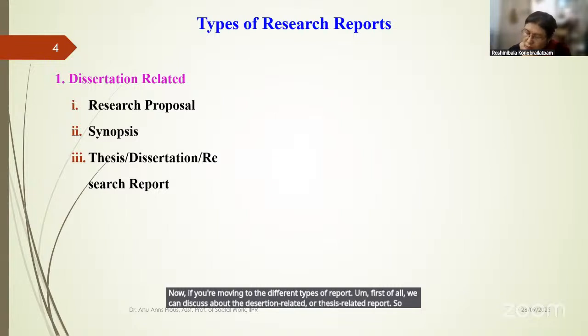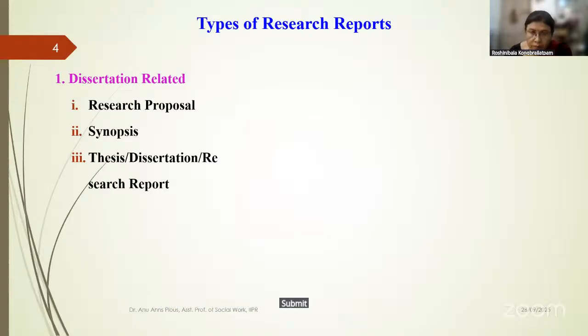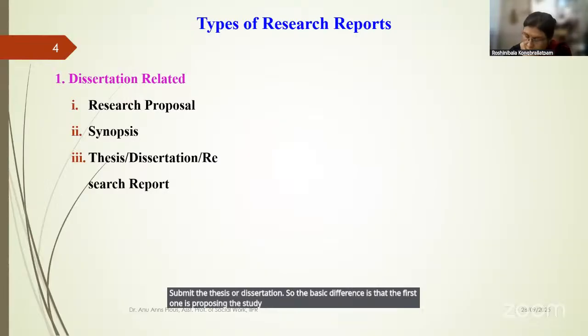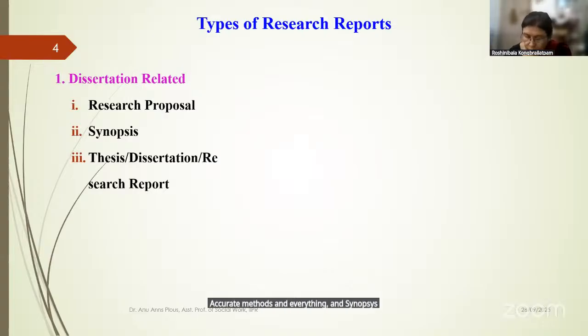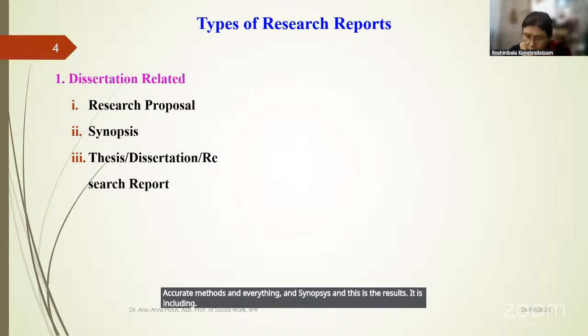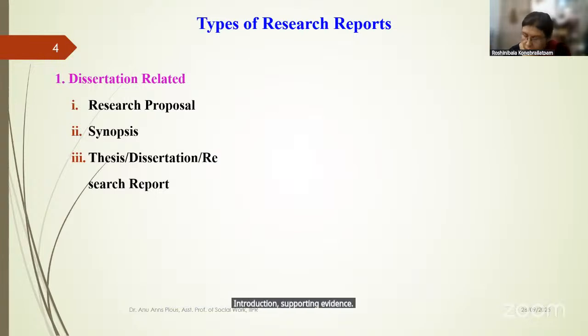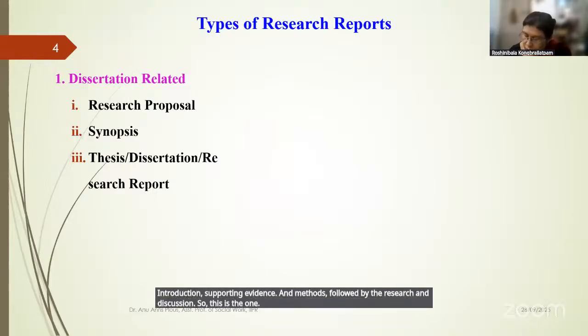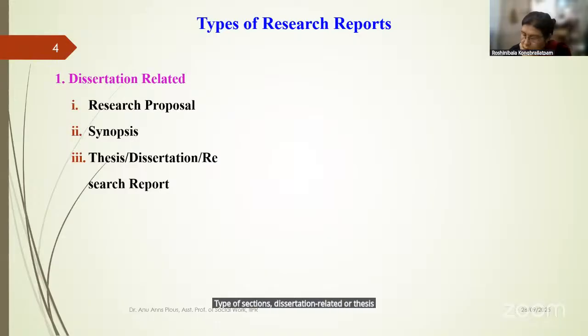Normally when you're starting a research, we have to write the research proposal. And after conducting the research and analysis, we have to write a small synopsis of the entire study. And once that is approved, then we have to submit the thesis or dissertation. So the basic difference is that the first one is proposing the study with the accurate methods and everything. And the synopsis and thesis is the results. It includes introduction, supporting evidence, and methods, followed by the results and discussion. So this is one type of sections of dissertation-related or thesis-related research reports.